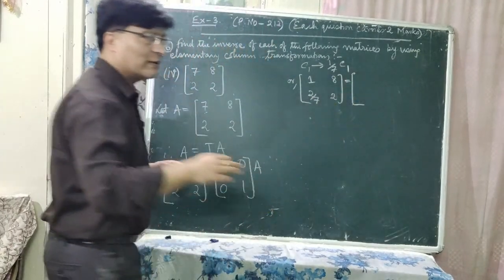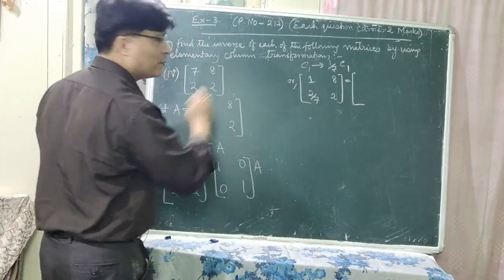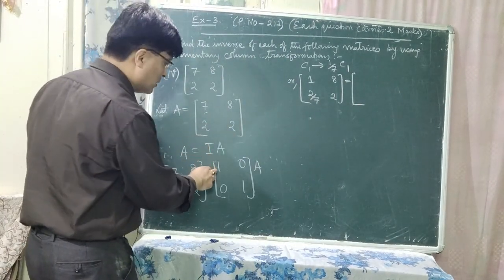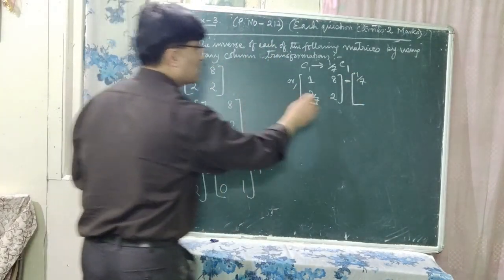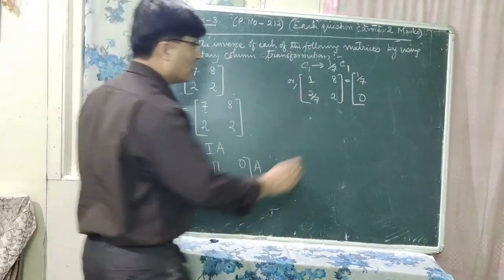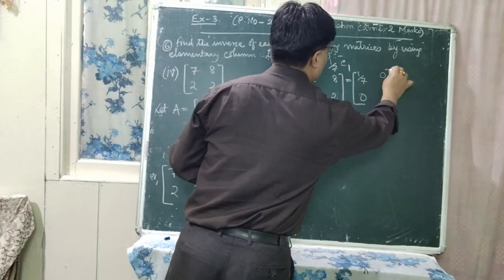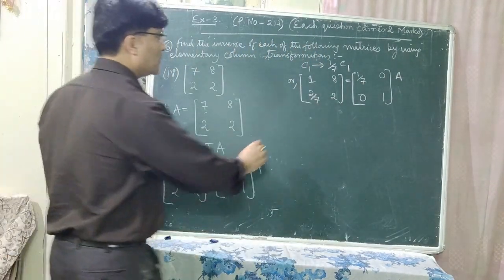Next, on the right hand side also the same case is there. So this one should be multiplied by 1 by 7 for the first column. This 1 into 1 by 7 is 1 by 7, and 0 into 1 by 7 is 0 always, right? Next, second column remains same, that is 0, 1, and this is your A. Is it clear?